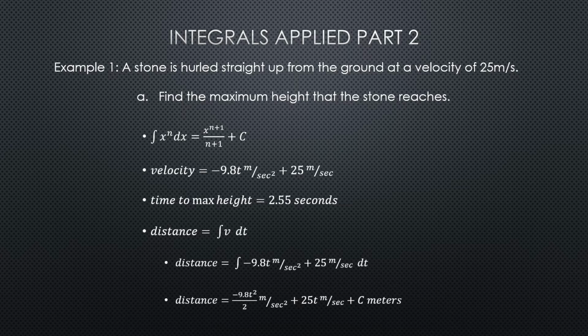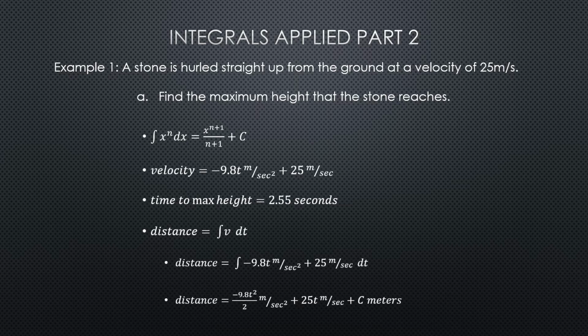So that's great. We know that we've got 2.55 seconds to get to the maximum height, but that's not exactly what the question is asking. So we want to find the maximum height. Now we know what velocity is, so the integral of velocity will be our distance. Now that we've got the distance formula, we can put in the 2.55 seconds and find what the total distance is in 2.55 seconds.